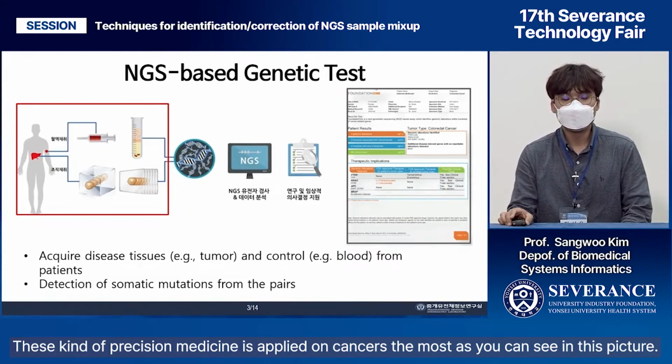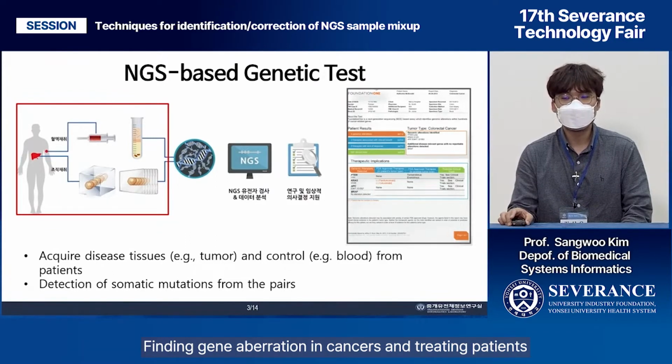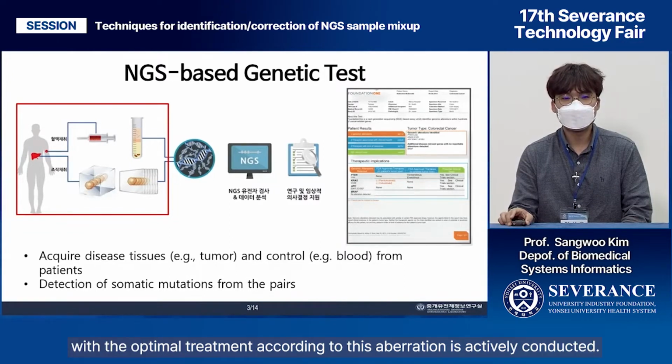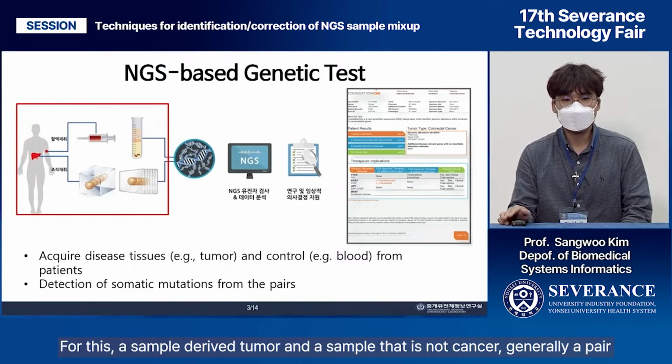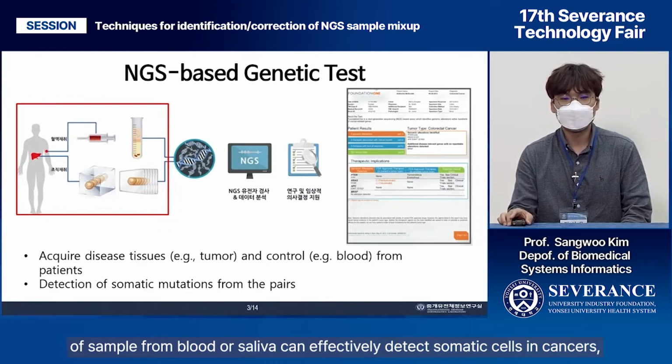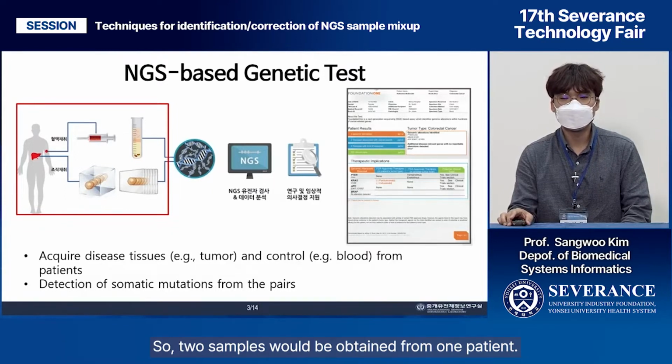This kind of precision medicine is applied to cancers the most, as you can see in this picture. Finding gene aberrations in cancers and treating patients with the optimal treatment according to this aberration is actively conducted. For this, a tumor-derived sample and a non-cancer sample, generally from blood or saliva, can effectively detect somatic cells in cancers, so two samples are obtained from one patient.